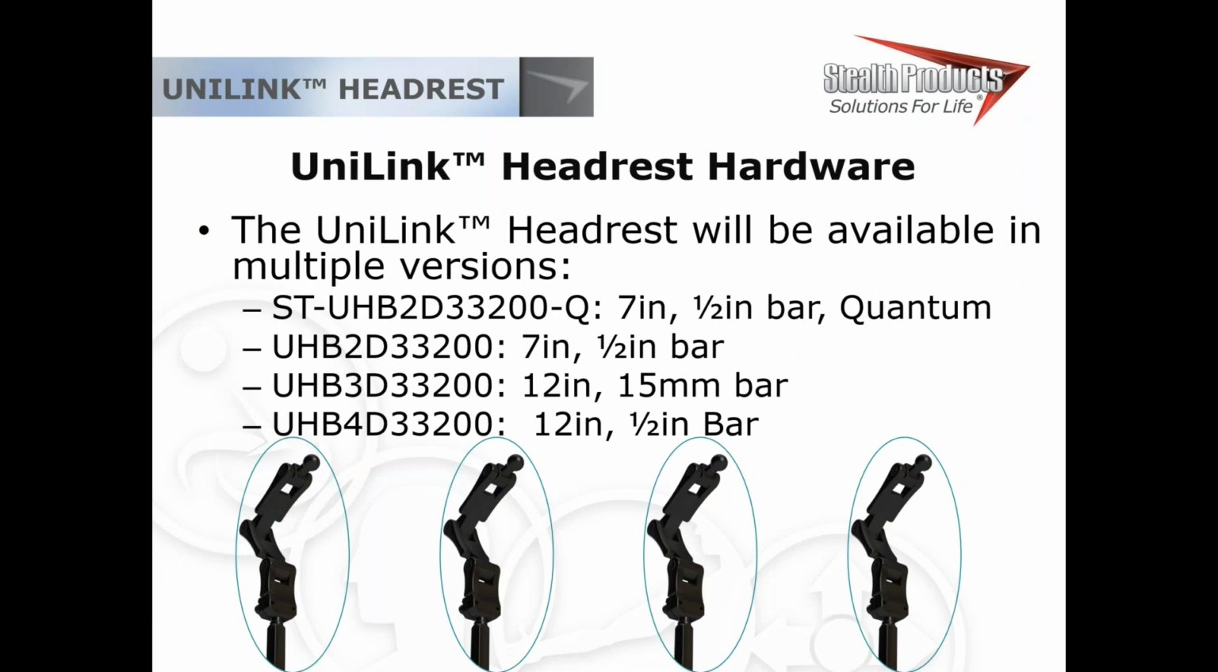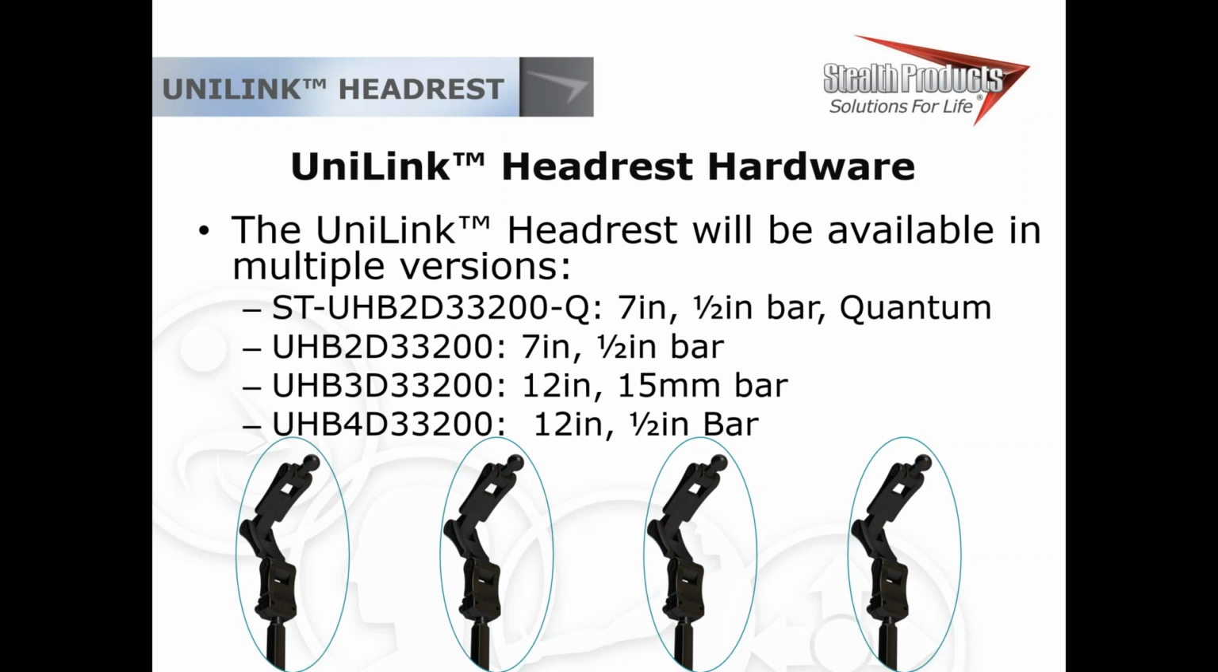So this gives us 4 part numbers. 2 of them are identical. So your ST part number with the -Q on the end on top here is for your Quantum. This is the one they already carry. It's 7 inches long, 1/2-inch tubing on your bar and your down tube through Quantum.